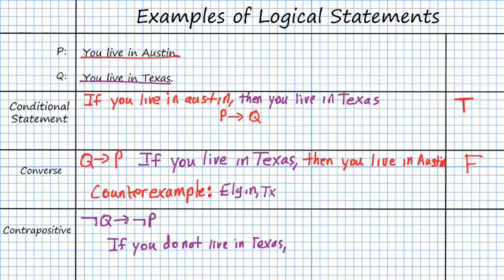So we say, if you do not live in Texas, right, because we're still using Q as our hypothesis, then you do not live in Austin. So if you do not live in Texas, then you do not live in Austin. And this is true, because if I lived in Austin, then I would live in Texas. Therefore, the contrapositive is going to be true.